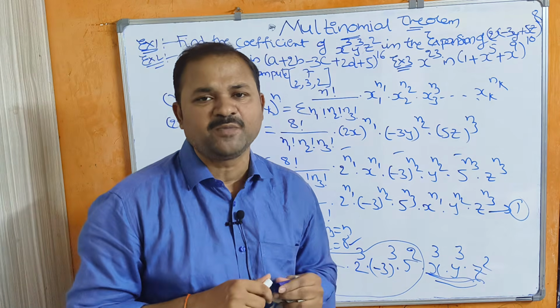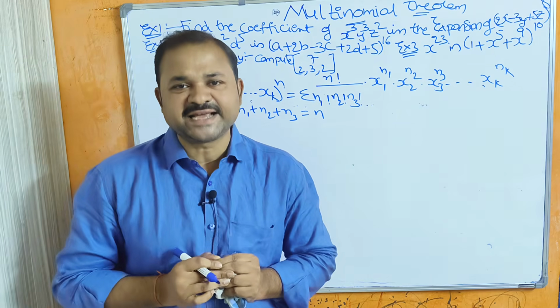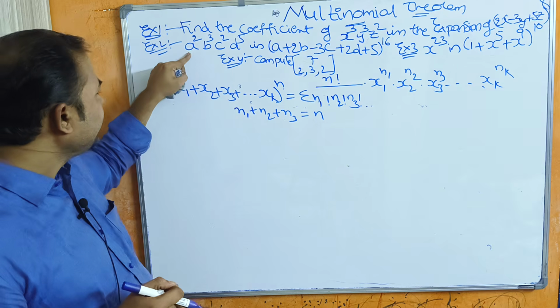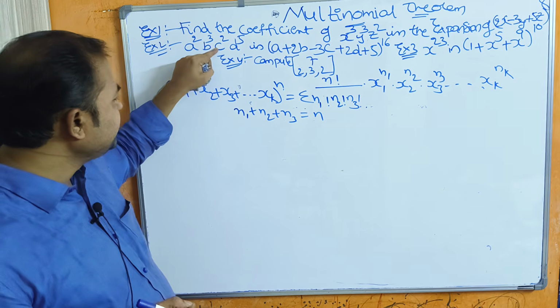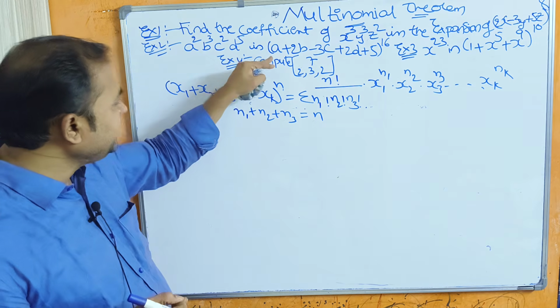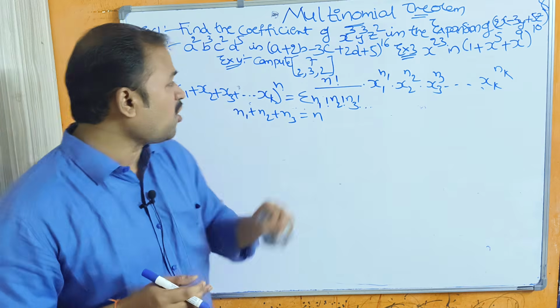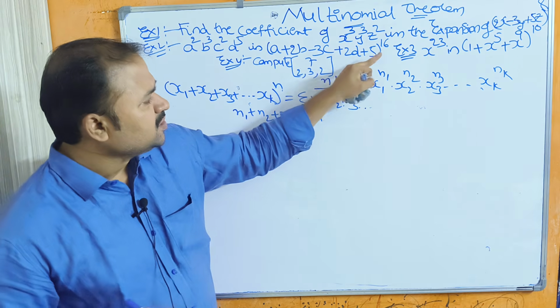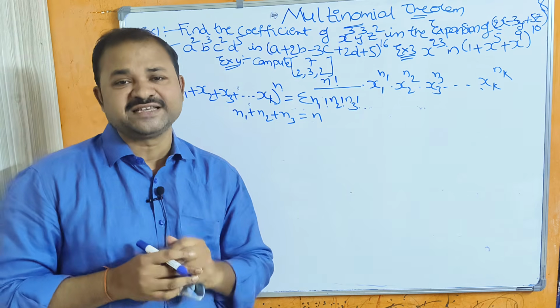Now let us see the second problem. Now let's see the second example. Find the coefficient of a square, b cube, c square, d power 5 in the expansion of a plus 2b minus 3c plus 2d plus 5 whole power 16.